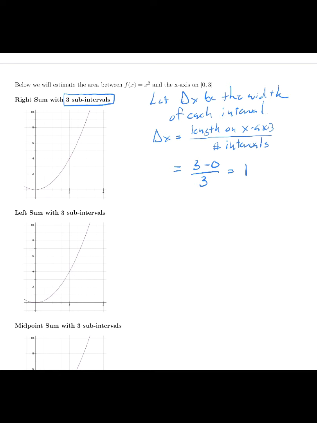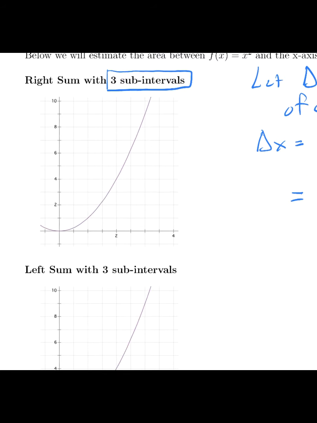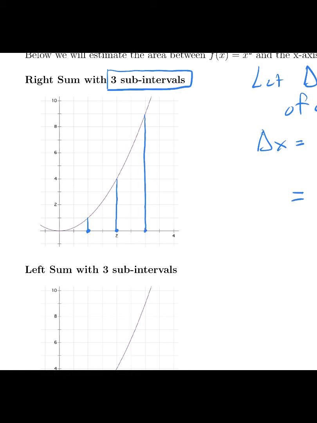So each of our intervals we're going to create are going to have width 1, and I'll show you what I mean by that. So we're looking from 0 to 3, so we're going to have an interval here, we're going to have the endpoint of an interval here, we're going to have the endpoint of an interval here. Okay, right-hand sum, what the right-hand sum means is use the right-hand endpoint of your interval. So from 0 to 1, this is the right-hand endpoint. 0 to 2, this is the right-hand endpoint. 0 to 3, this is the right-hand endpoint. Use those endpoints as the height of rectangles on that interval.